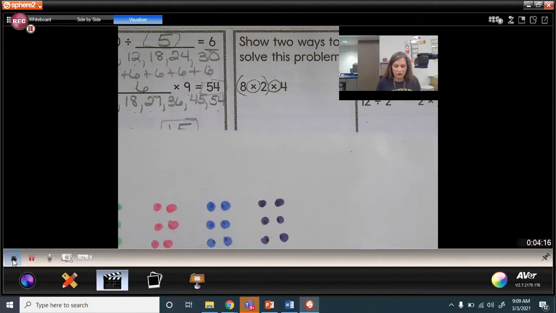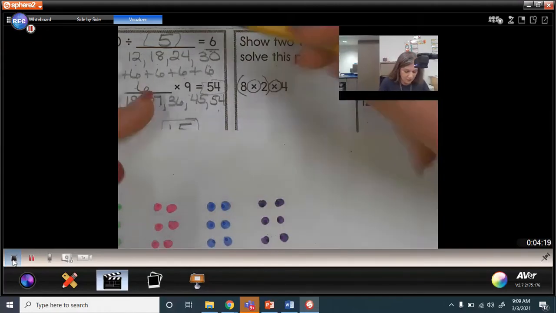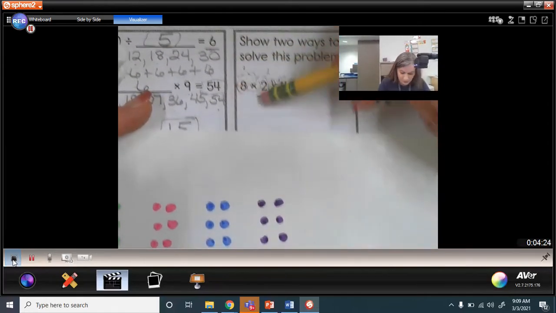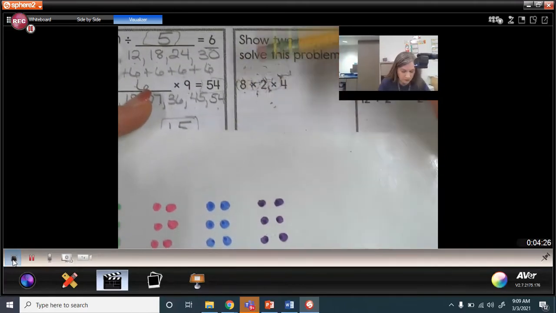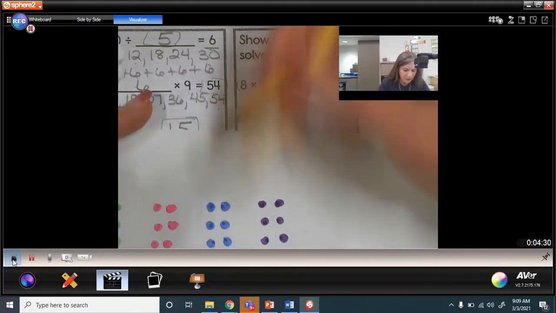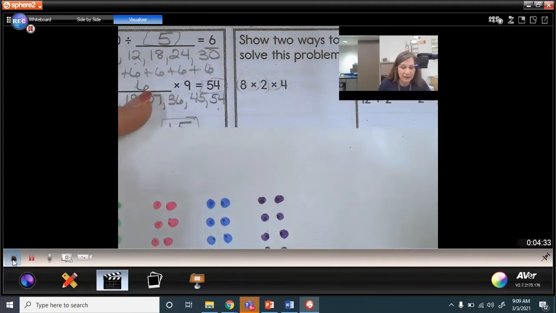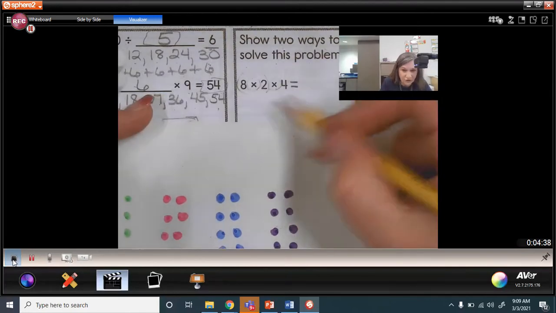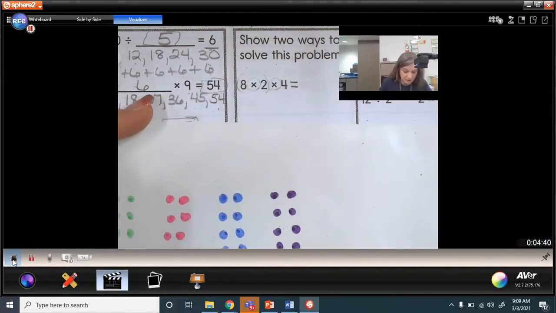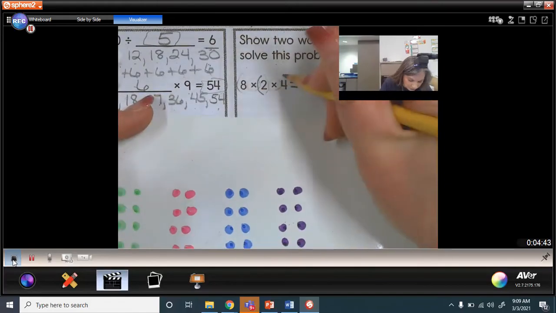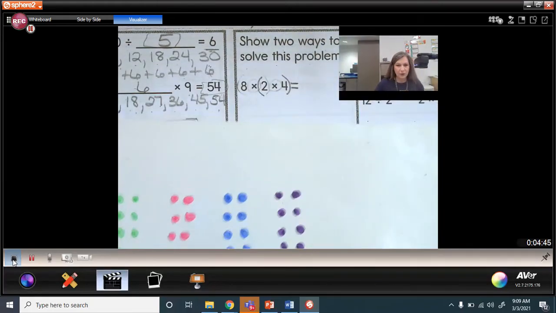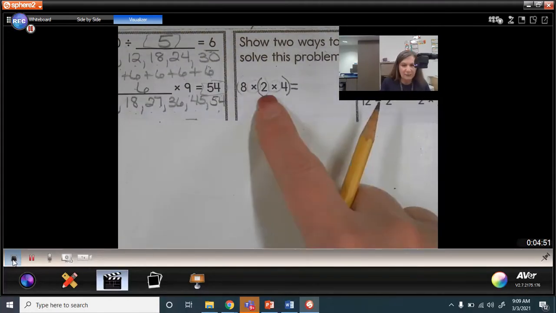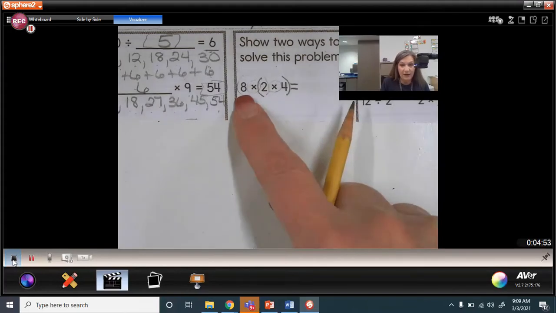Now, there's another way that you can also think about this. And I'm just going to erase this. And remember, it doesn't matter what order we multiply in because it's still going to be the same product. Remember, we can switch factors around and it'll still be the same product. So what if I were to do 4 times 2 or 2 groups of 4? So I'm going to flip this over and I'm going to demonstrate 2 times 4, but this time I'm going to do that 8 times.